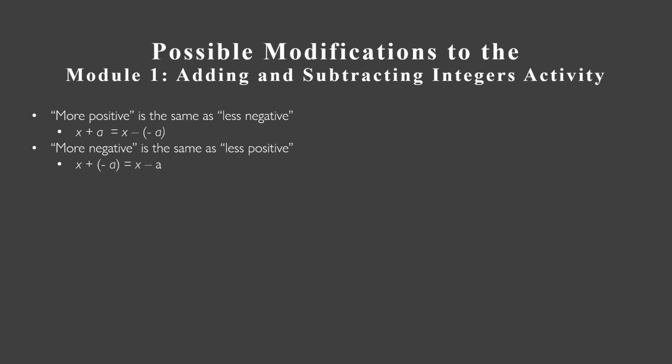So if we add a positive number a, then we are making a number more positive, and it is the same as subtracting a negative a, which is making a number less negative. It follows that when a number is more negative, then it is also less positive. So adding a negative a makes a number more negative, and it is the same as subtracting a positive a, which makes a number less positive.